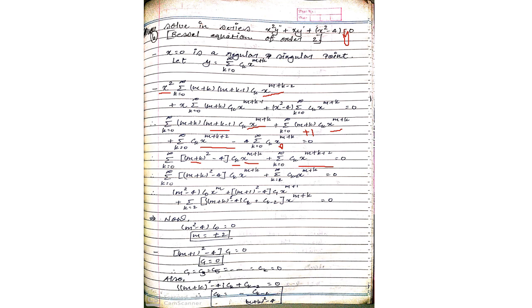Okay, now next. You have to convert into the similar power, right? You have to make a similar power of x. So check: in the first the power is m plus k, in the second one it is given m plus k plus 2. So in the last term we have to make a change, right? In place of k we will put k minus 2, then easily we can convert.